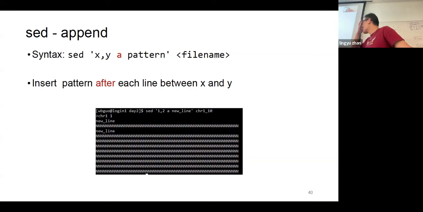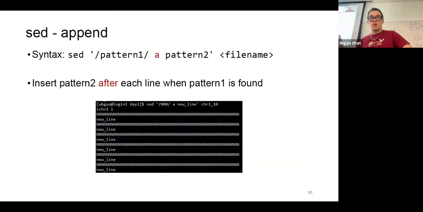So append mode essentially works the same way as the insertion, but it adds the new string right after the location you indicate. In this example, you see the difference. We add the string of new line right after the first line and right after the second line. Essentially that's the only difference there. And again, we can also search patterns in the append mode and add the second pattern after every line that matches the first pattern.